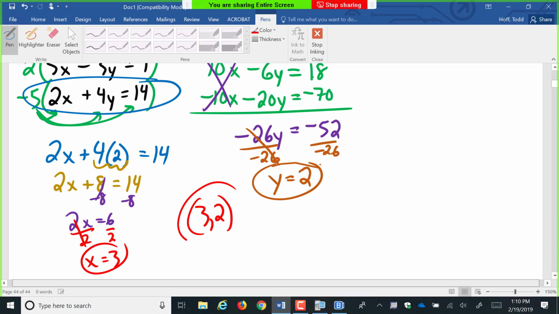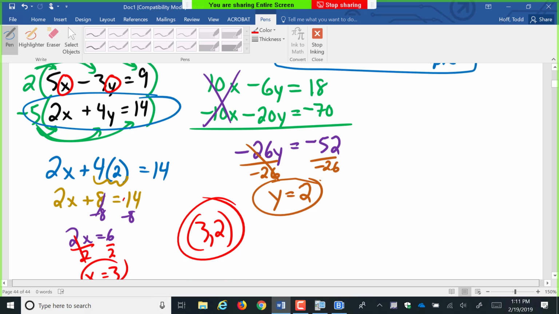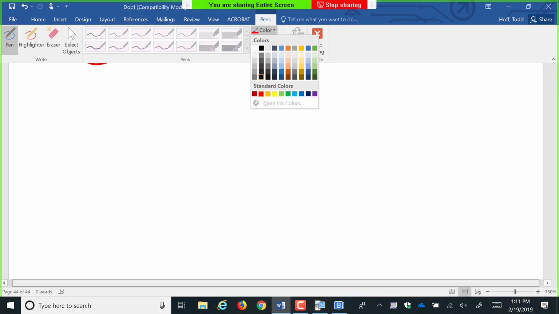So we have that solution, 3, 2. Again, if this were a test and you had the time, I would go back and put in each of these original equations. I'd put in 3 for x and 2 for y, and make sure that those work out. Okay, let's do at least one more example of this, and then I'll have you guys try one.